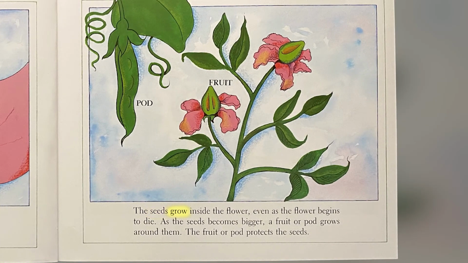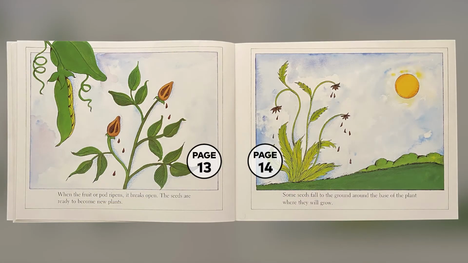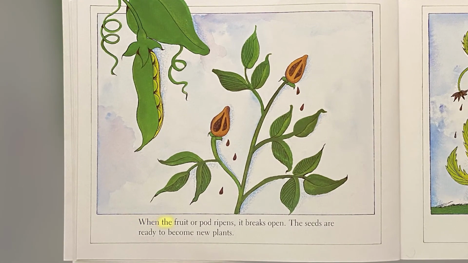The seeds grow inside the flower, even as the flower begins to die. As the seeds become bigger, a fruit or pod grows around them. The fruit or pod protects the seeds. Pod. Fruit. When the fruit or pod ripens, it breaks open. The seeds are ready to become new plants.